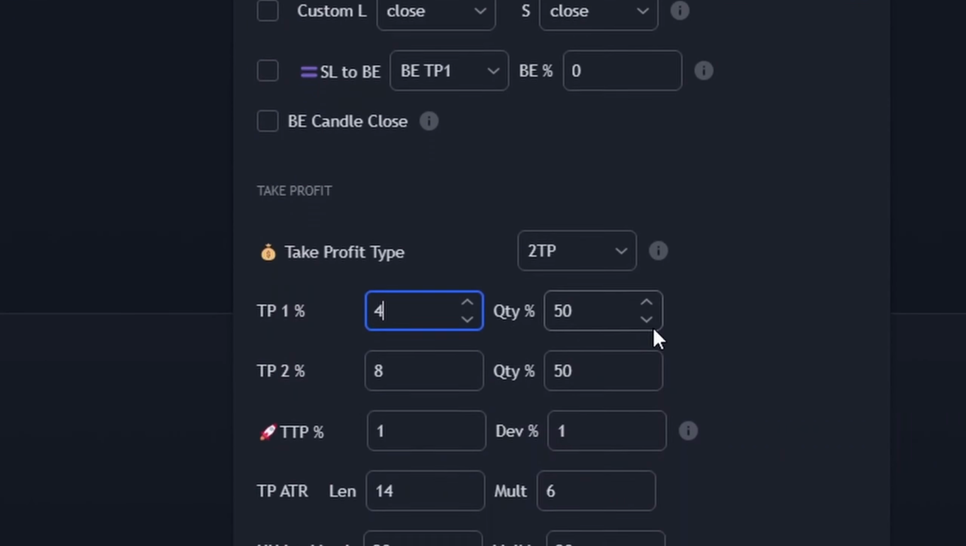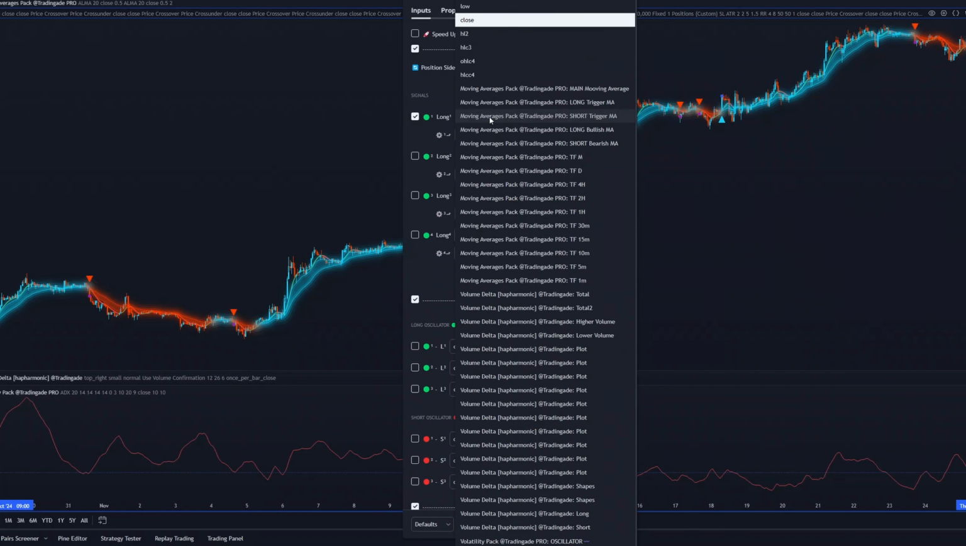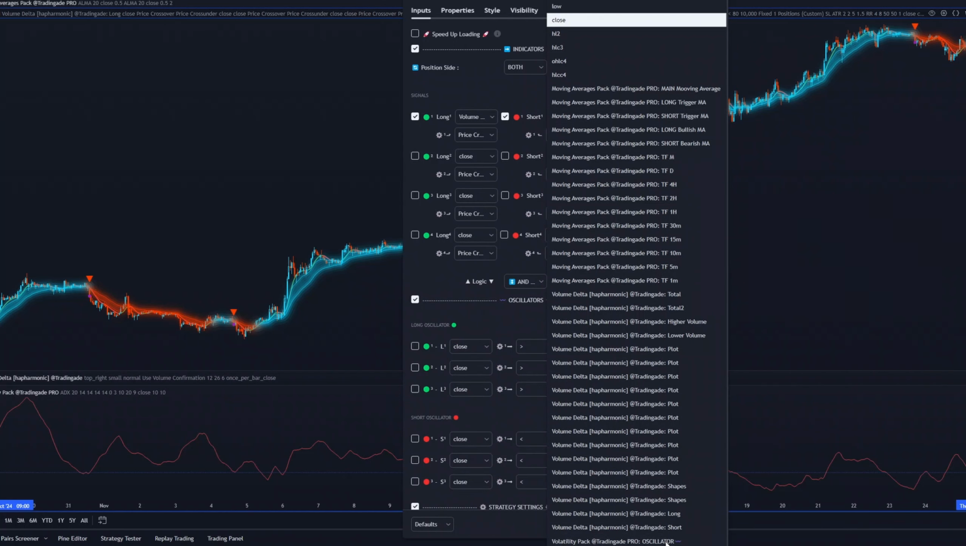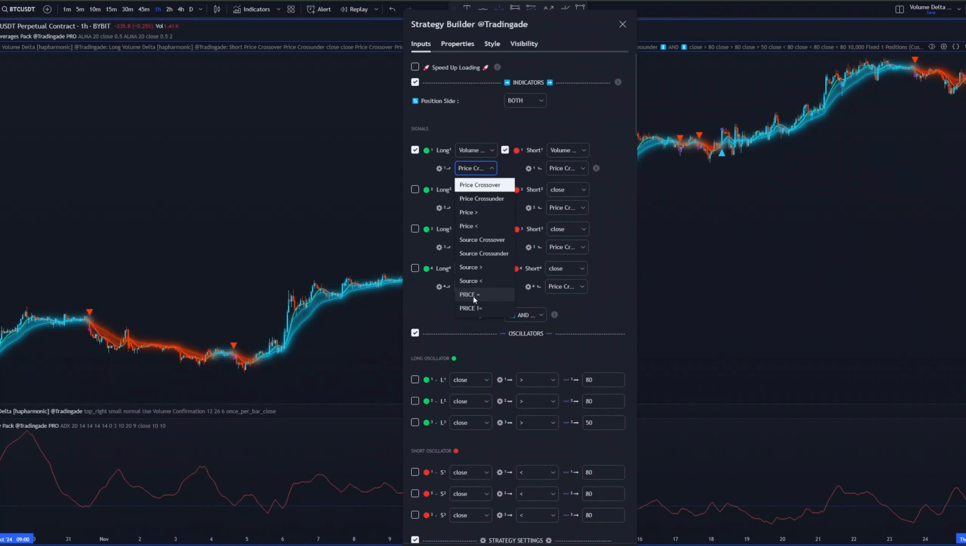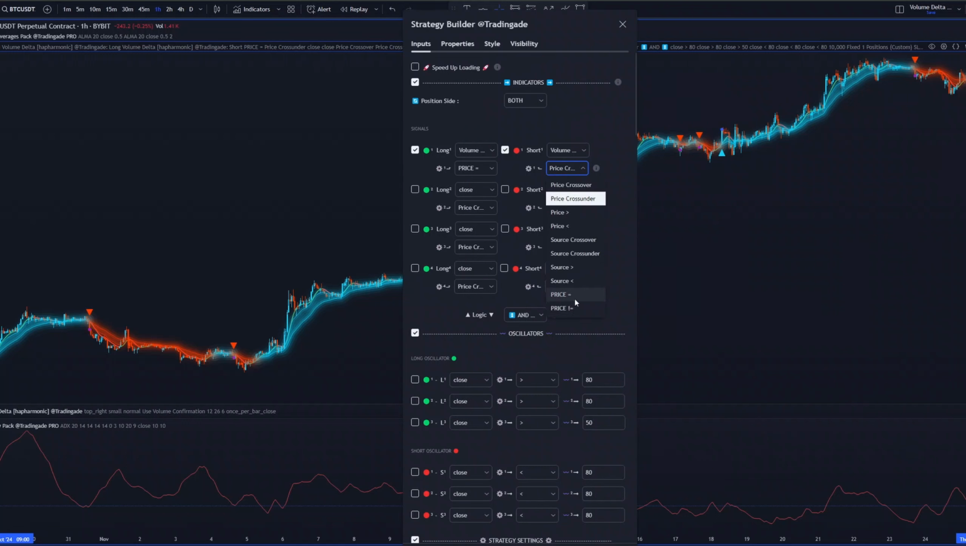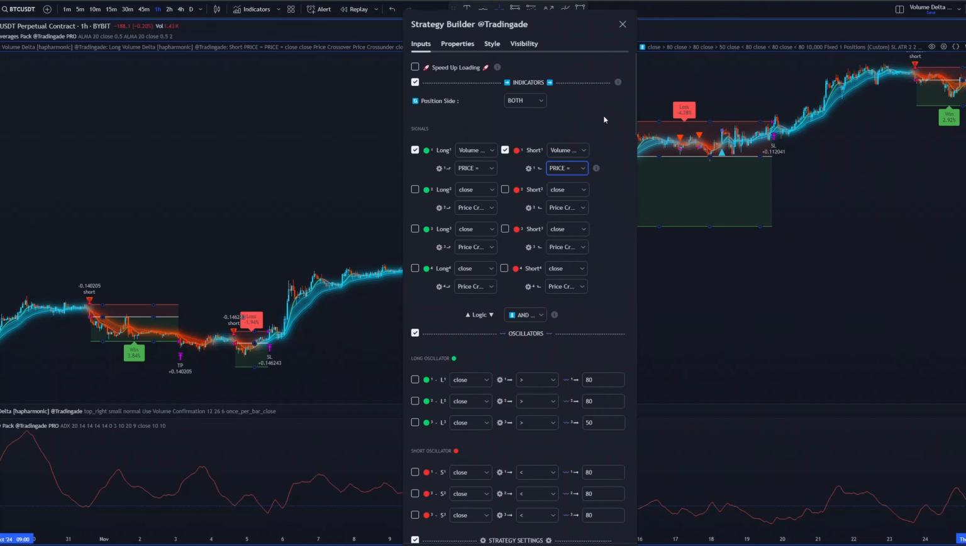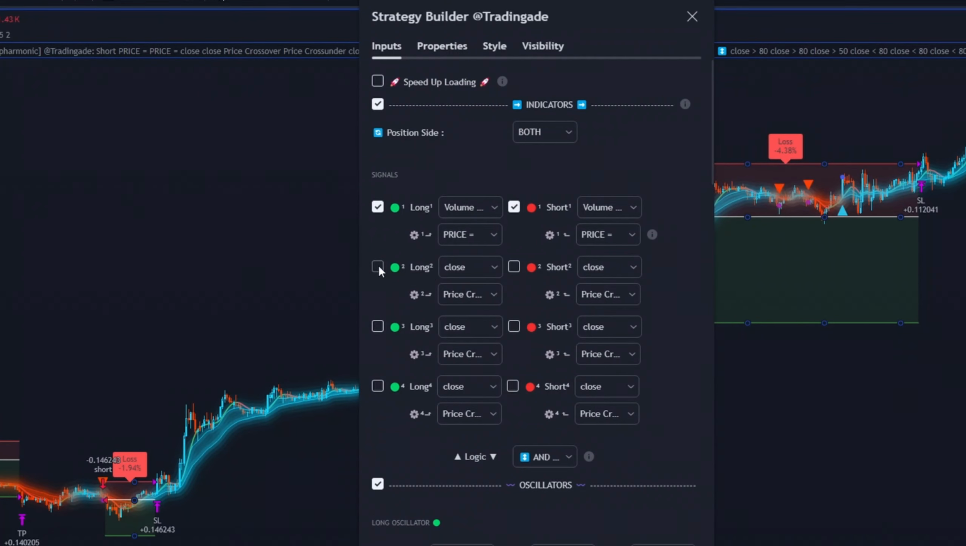Let's start by configuring our main entry signals. For the long side, we're going to set a long signal from the volume delta, and here we're going to set the short signal. Here we select price equal for both sides, so that we refer to this condition. As you can see, the first trades are already on the chart. Then we can add the second rule, the trend confirmation.